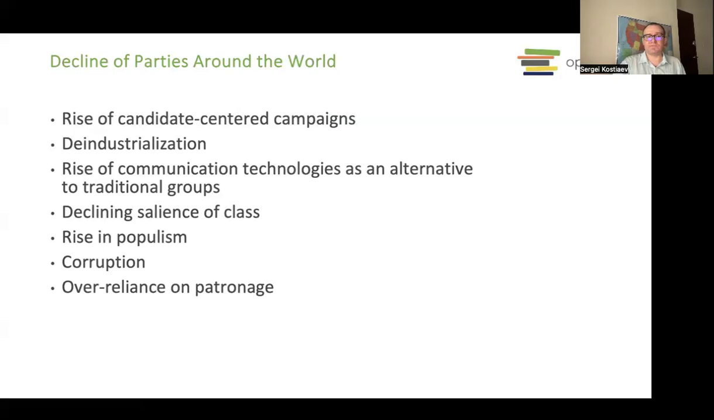A rise in corruption in many countries like Russia, China, etc. People don't trust political parties.